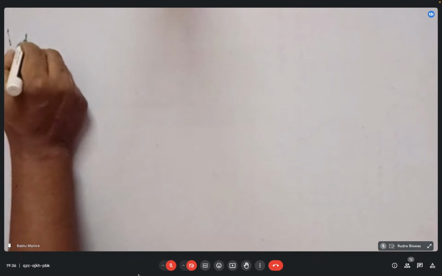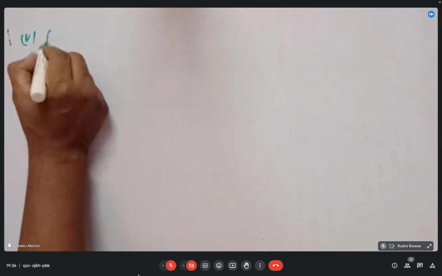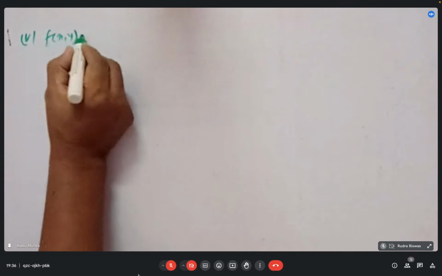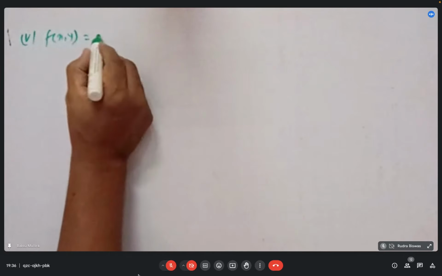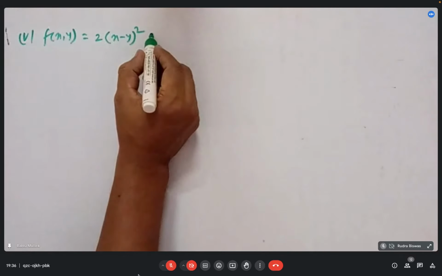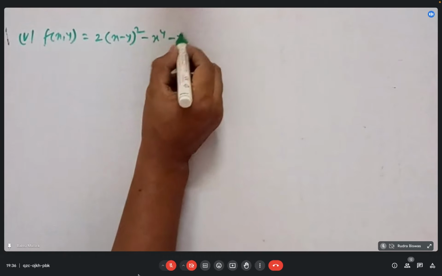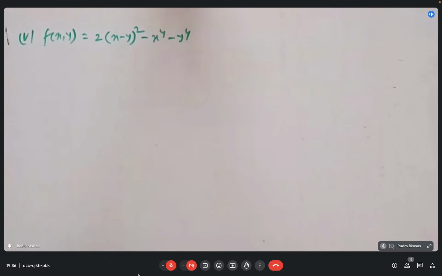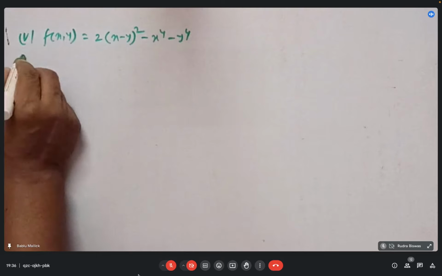This is number 5. This sum is important. f is equal to 2 into (x minus y) whole square minus x to the power 4 minus y to the power 4. Look at the solution.